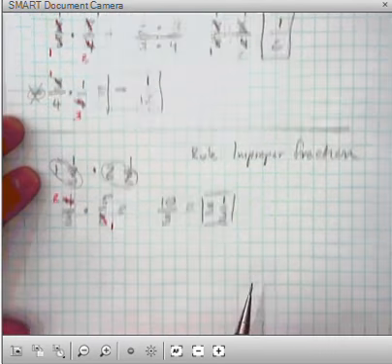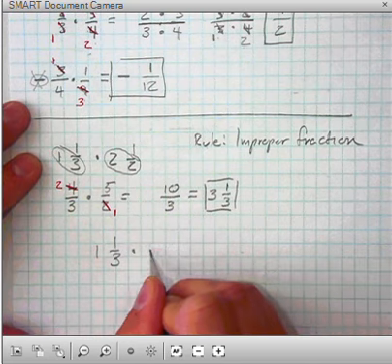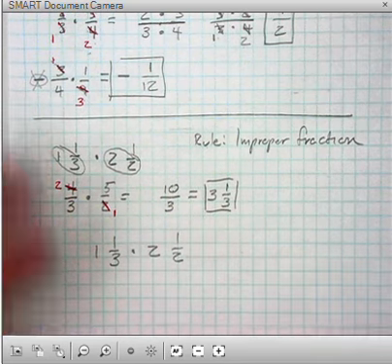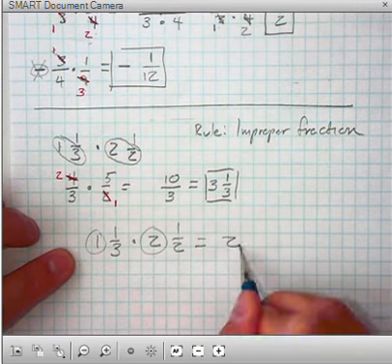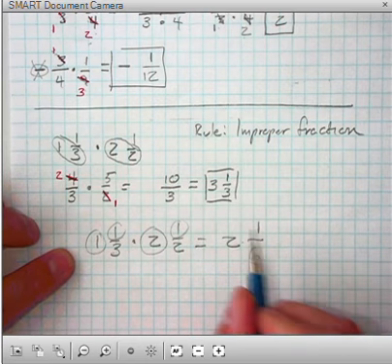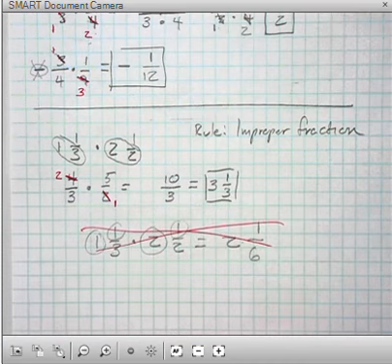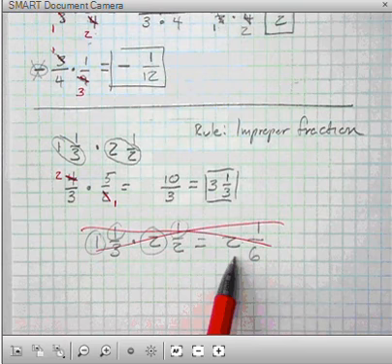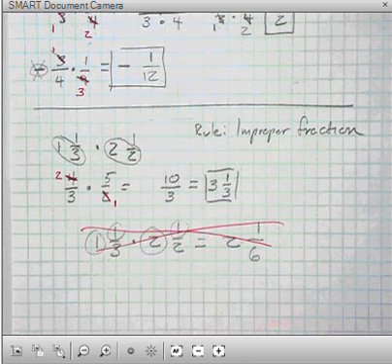Somebody in another class said, Mr. Thompson, that's the long way. Here's how I do it. They say 1 1/3 times 2 1/2. They say, here's what I do. I take this number times that number, that gives me 2. 1 times 1 gives me 1, and then 3 times 2 gives me 6. Is that going to give them the right answer? No. That is by far the most common mistake that people make. Do not do that. That will give you the wrong answer every single time. Do not do that. Improper fraction and then multiply across.